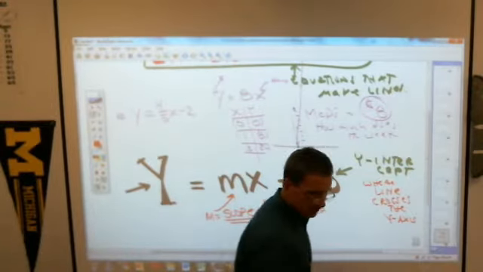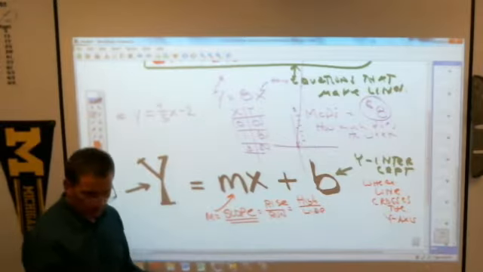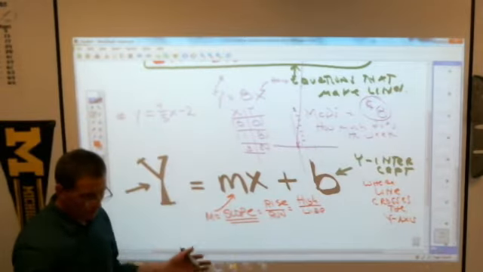We've done slope before, haven't we? Yeah. Did we have to figure out slope? We did. We used a triangle to figure out slope, did we not?